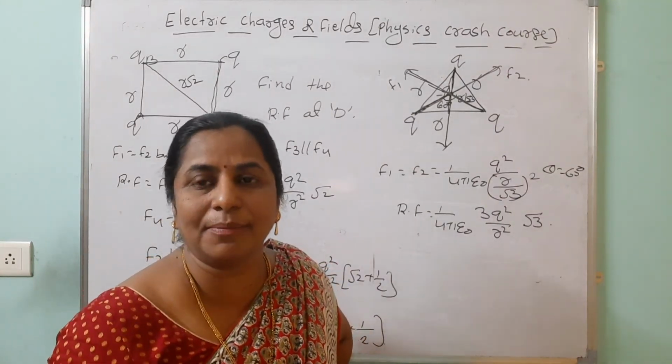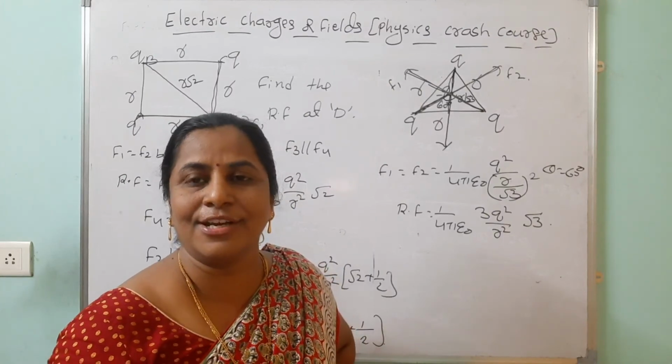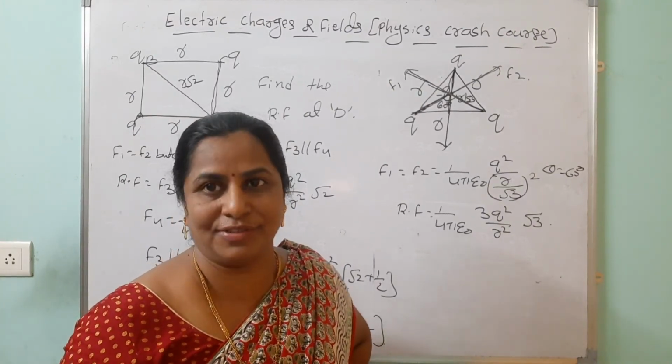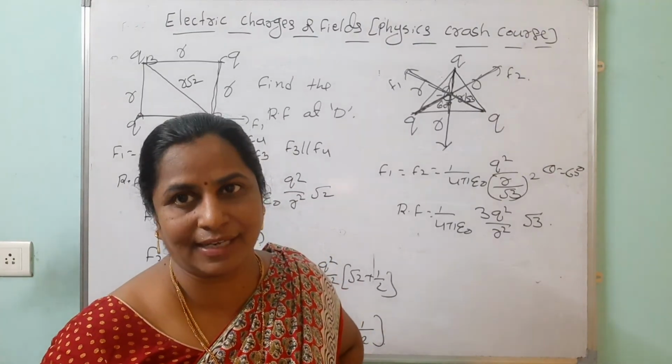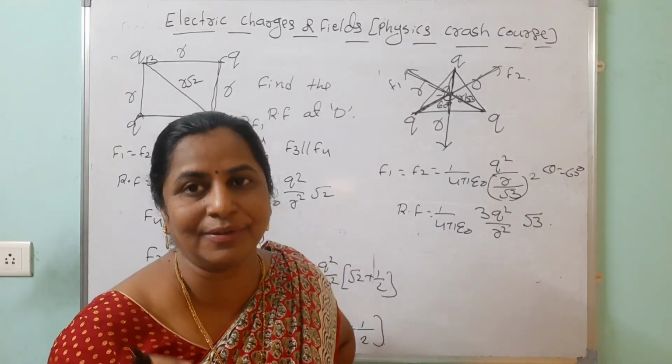Like that, whatever the method, we can use the parallelogram law of addition of vectors to find the resultant force when we have n number of charges, 4 charges, 3 charges, in the case of a square, in the case of a rectangle. But look at the signs, whether it is positive or negative.